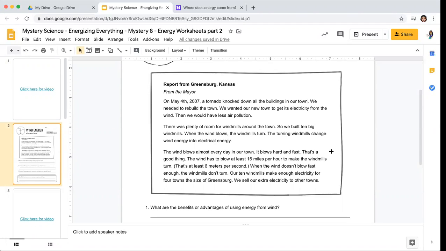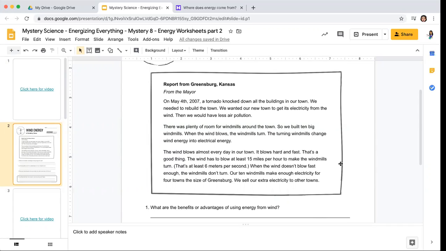It says, on May 4th, 2007, a tornado knocked down all the buildings in our town. We needed to rebuild the town. We wanted our new town to get its electricity from the wind. Then we would have less air pollution. There was plenty of room for windmills around the town, so we built 10 big windmills. When the wind blows, the windmills turn. The turning windmills change wind energy into electrical energy. The wind blows almost every day in our town. It blows hard and fast.